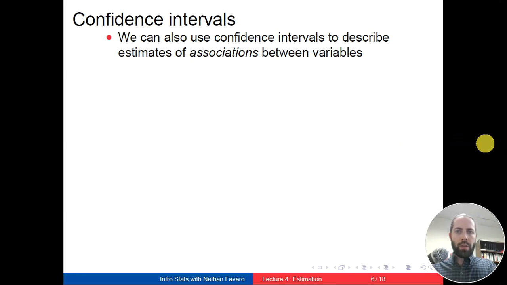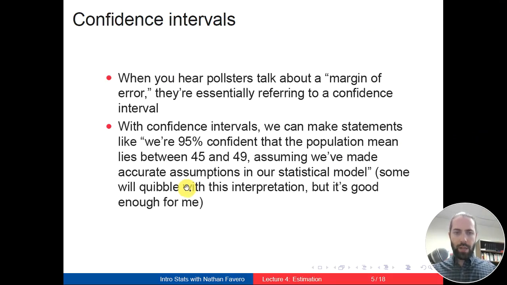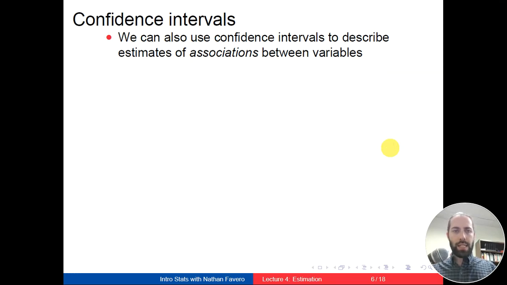All right. So for confidence intervals, I just gave an example on the prior page where we're trying to estimate a population mean, an average. But we can also use confidence intervals to describe associations between two variables. In other words, not just the mean or average of a single variable, but we can talk about how two variables are related to one another.